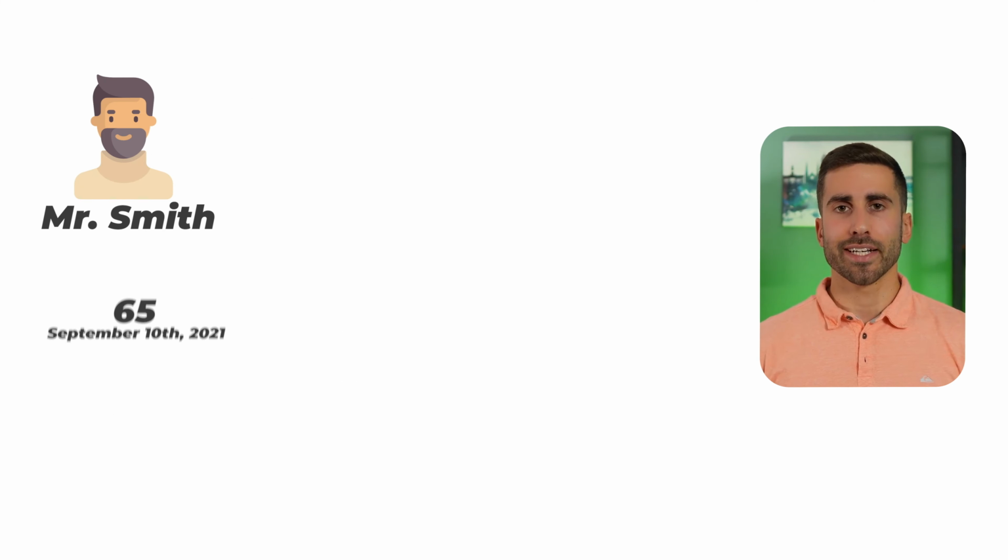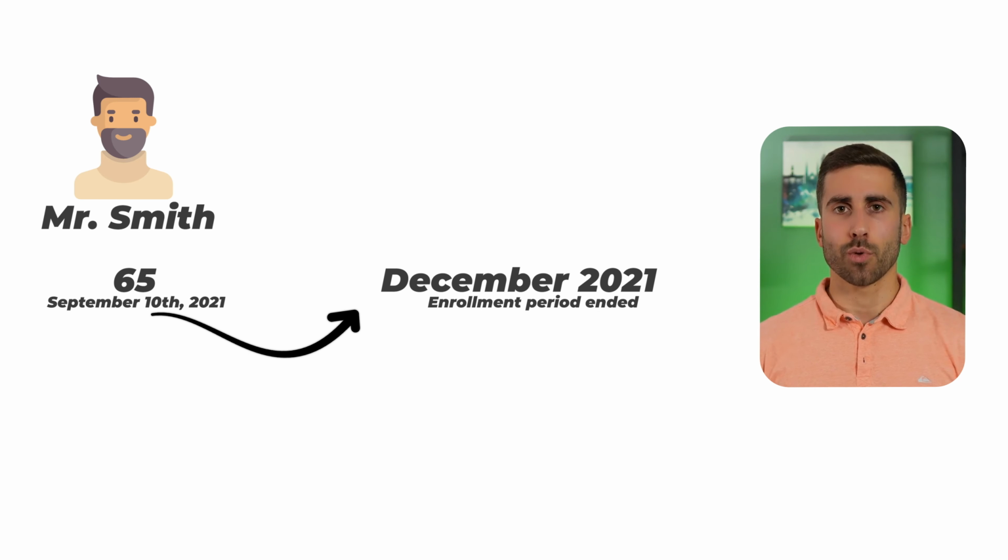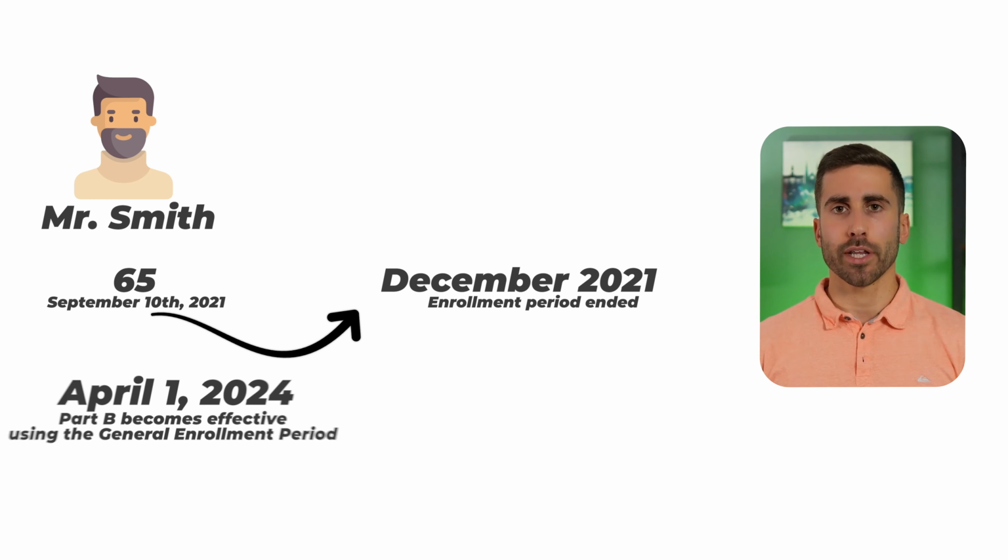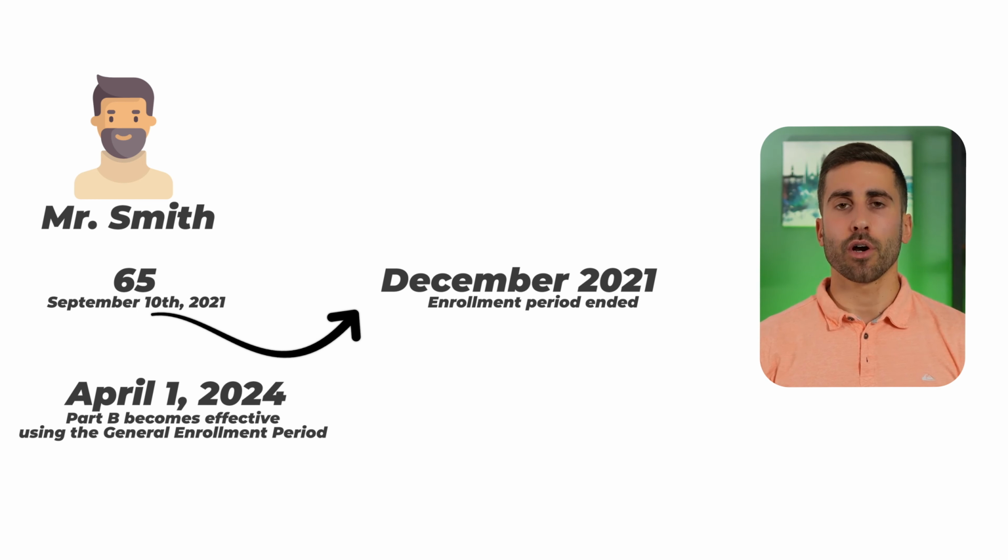So Mr. Smith turned 65 on September 10th, 2021. This means his initial enrollment period to enroll in Medicare Part B ended 3 months after the month he turned 65. This means in his case, it ended at the end of December 2021. Now, in this case, Mr. Smith did not have active employer coverage, and he had to enroll in the Medicare Part B general enrollment period in March of 2024. And in this case, his Part B first became effective April 1st of 2024. In this case, Mr. Smith would almost certainly face a lifetime Medicare Part B penalty.